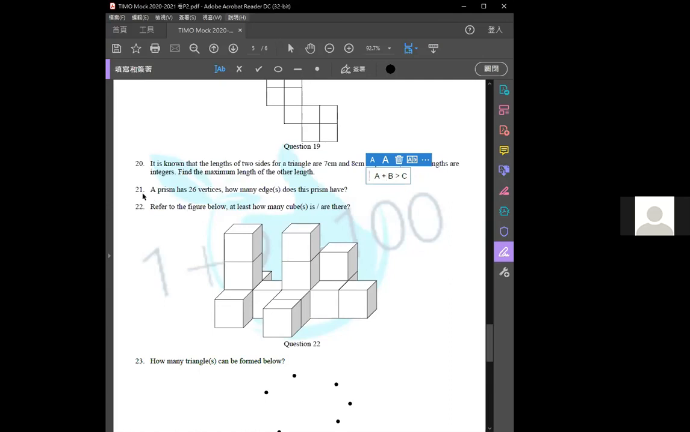And then the 21st, that should be number 21. A prism has 26 vertices. How many edges does this prism have? So the answer is 39.